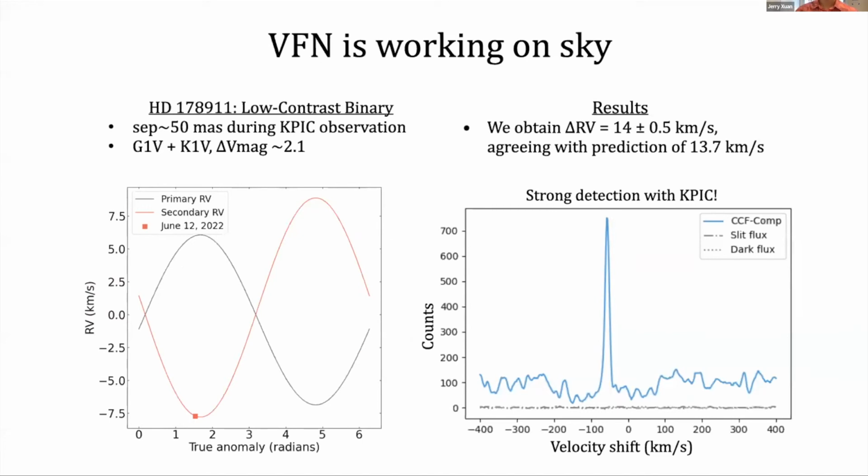So in the coming month, we're going to work on better calibrating VFN with a brighter light source in front of Keck in order to actually go down to substellar companion detections.